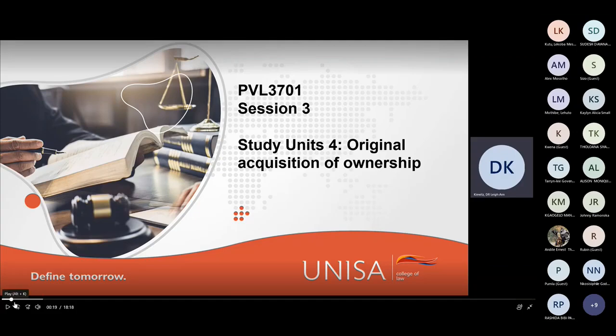Okay, students, so in our next session, we will discuss original acquisition of ownership. Also, please take note, as I've mentioned before, you are still required to master the entire textbook, and this brief discussion will not be sufficient for you to write the exams. So please do master this study unit in your own time.